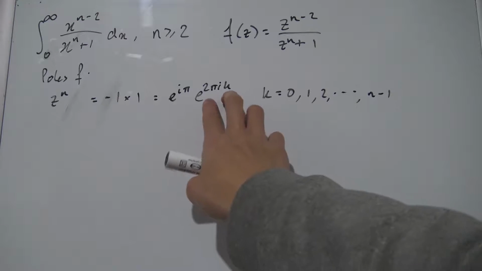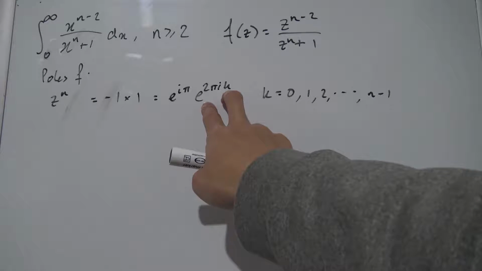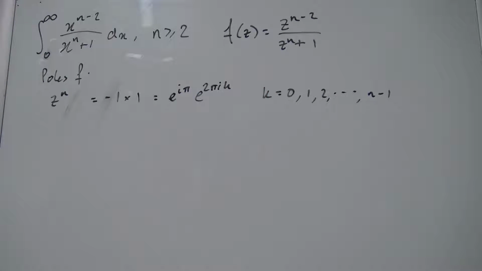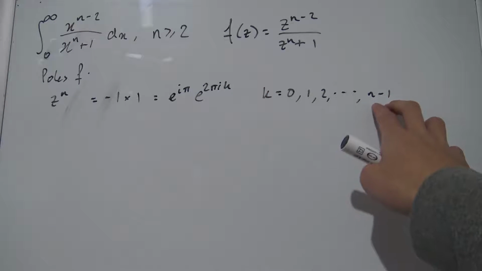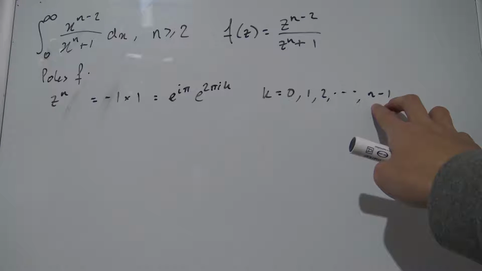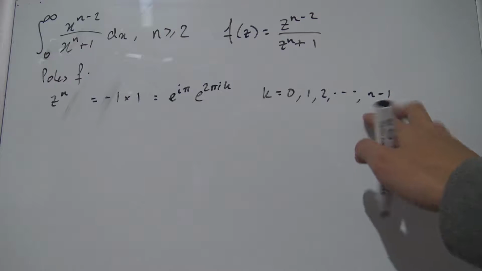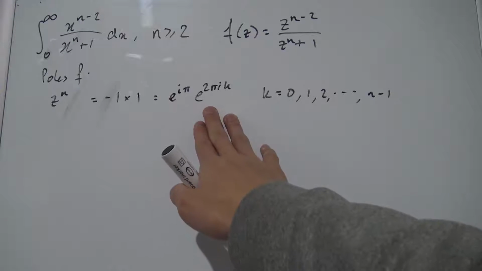So we have to multiply by this e to the 2 pi i k. Otherwise, without that, we're just going to be solving for one solution. After n minus 1 repetitions, we're just going to have a repeat of our poles, so we want to stop at n minus 1. All right, so what can we do from here?